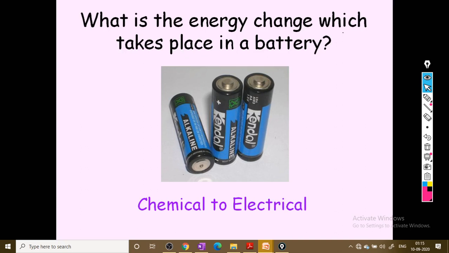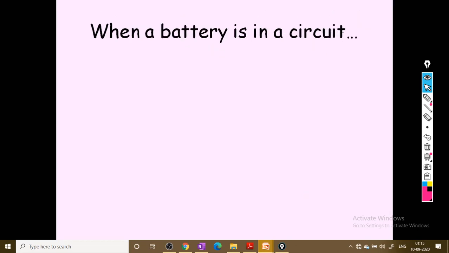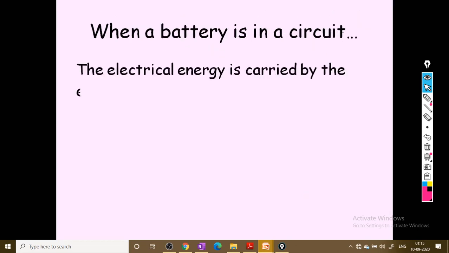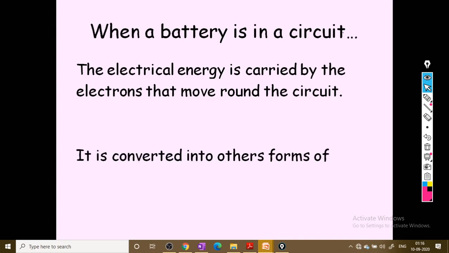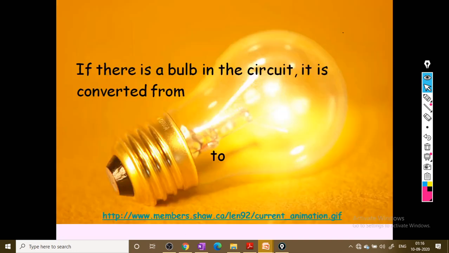So cells contain chemical energy. They convert chemical energy to electric energy. When a battery is in a circuit, the electrical energy is carried by the electrons that move around the circuit, and this is converted into other forms of energy. Here, if there is a bulb in the circuit, the electric energy is converted into light energy.